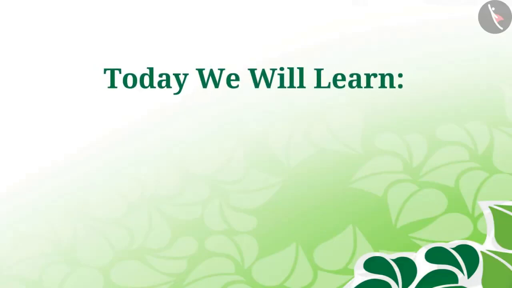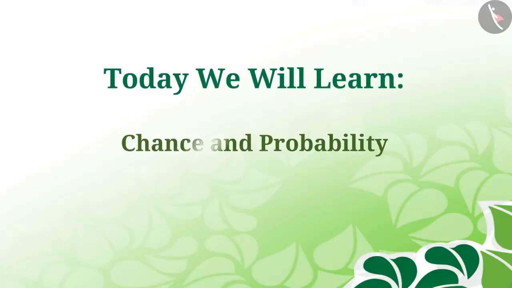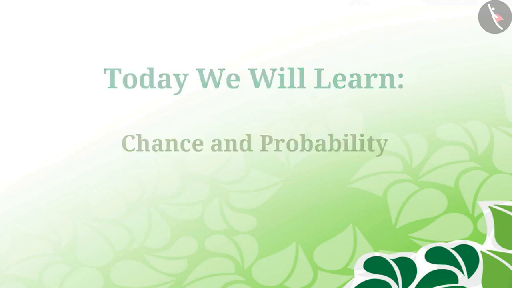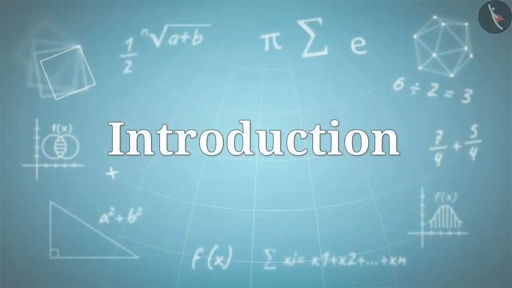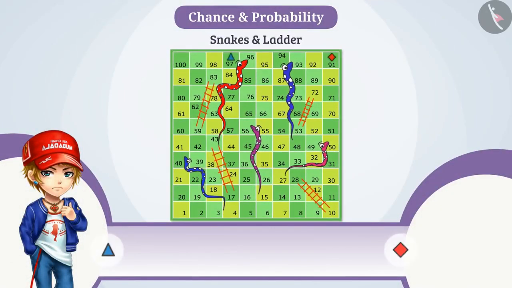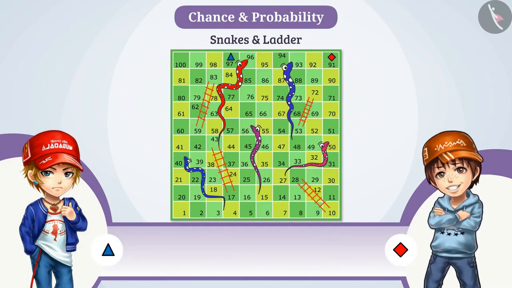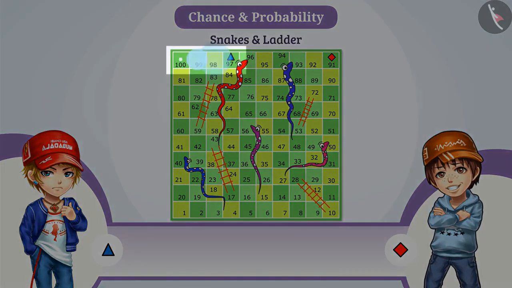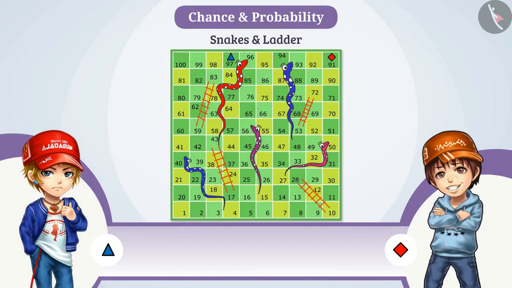Today we will learn about chance and probability. Suppose you are playing a game of snakes and ladders with your friend. You have to walk only 3 places to win, and it is your turn to throw the dice. If you throw the dice, will you get the number 3?